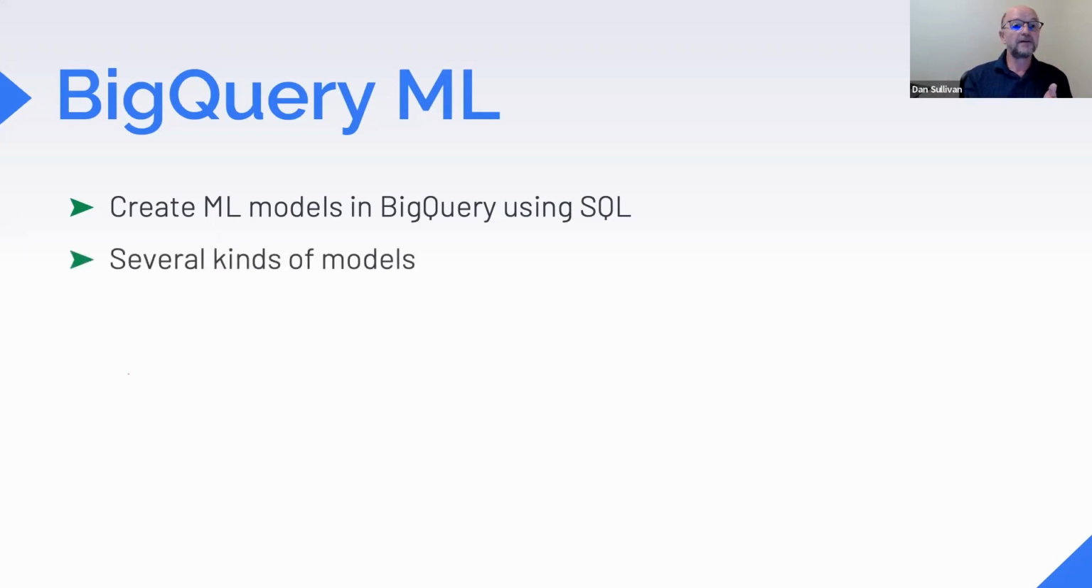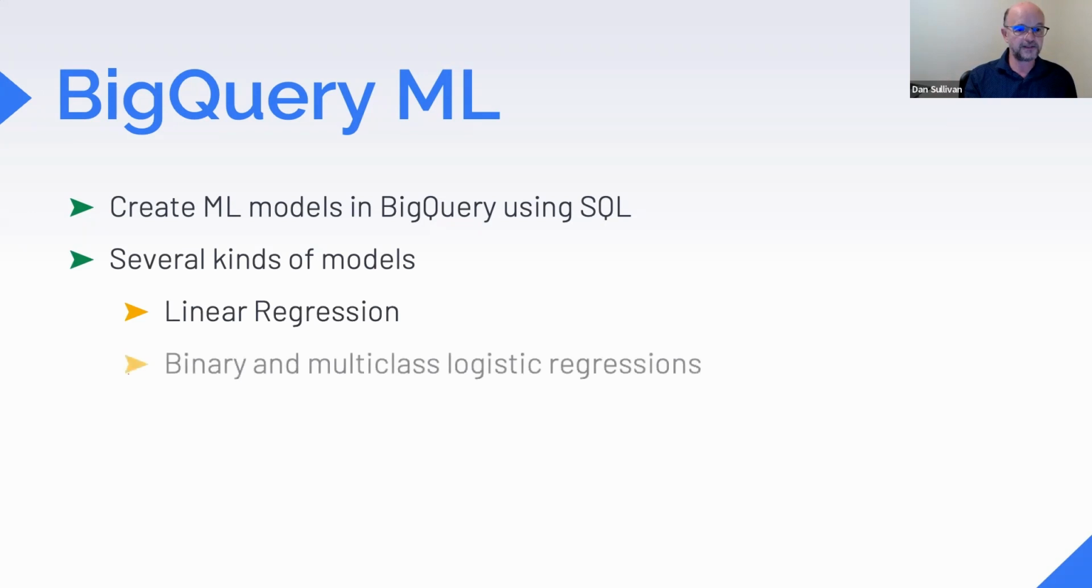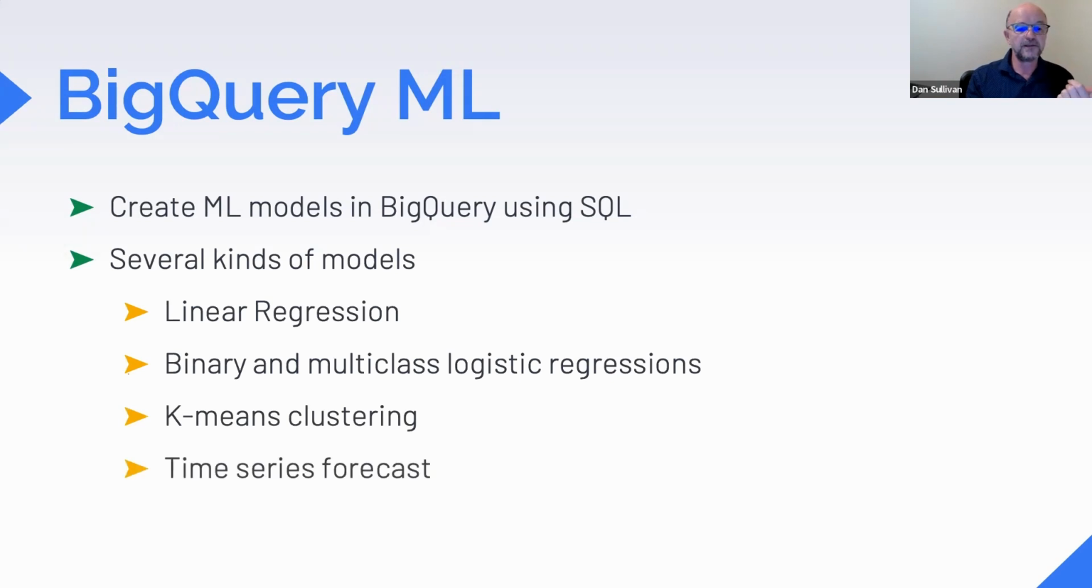Now, there are a number of different kinds of models. Linear regression is widely used, and that's relatively easy to set up. It also supports binary and multi-class logistic regression, k-means clustering. You can do time series forecasting. Also XGBoost, which is highly performant. And then there are others. I didn't have enough room on this slide to put all of the different types of models.